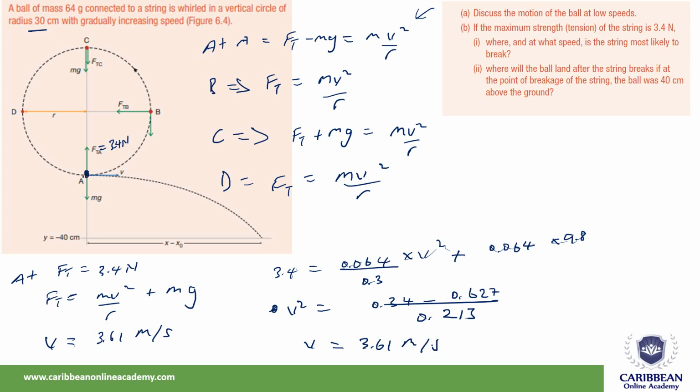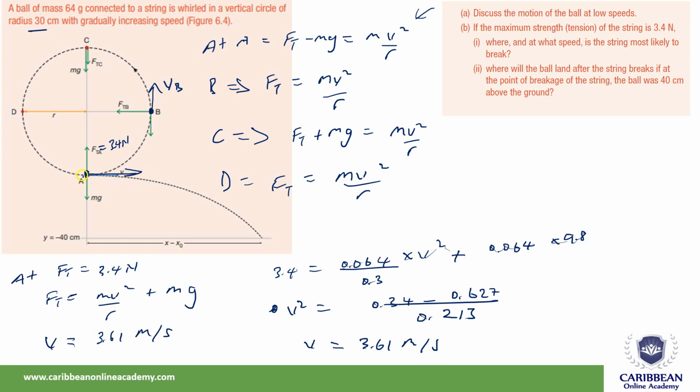The question goes on. So we know the speed now, and I must let you note this, guys. Remember, at different locations, when the object is here at point B, the velocity of that object is really pointing like this. So that would be my velocity at point B. When the object is at point A, my velocity is tangential to my circle. So that's the direction of my velocity.